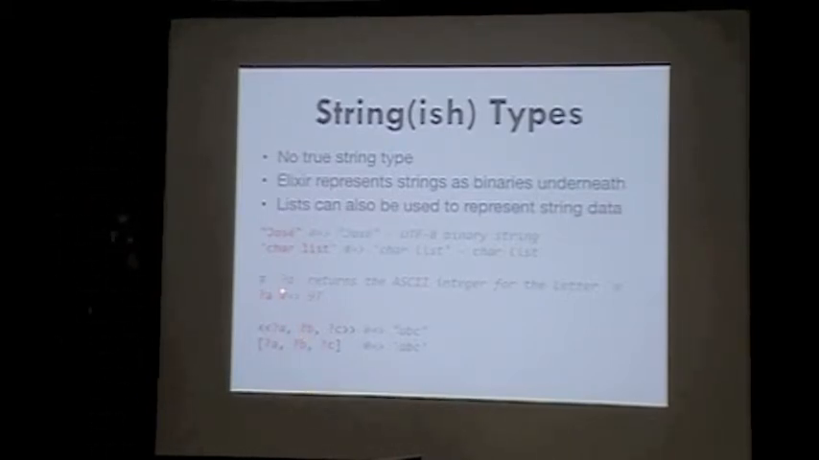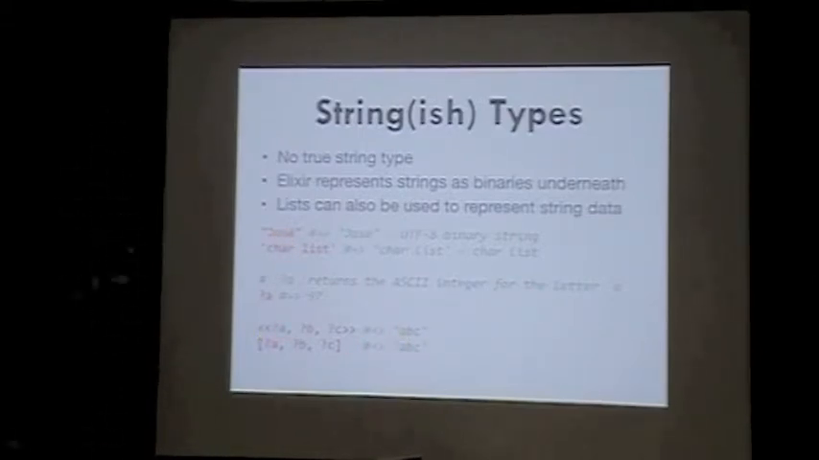You can also get the character code for a certain character by simply putting the question mark in front of it. So this returns the character code for the letter A. You can put a character after the question mark and it will return the character code. So here we're constructing a binary with the character codes for A, B, and C, and you can see it's producing a string that looks just like this string up here.